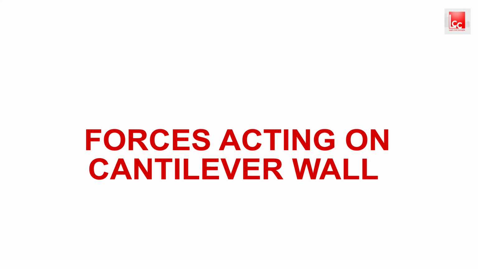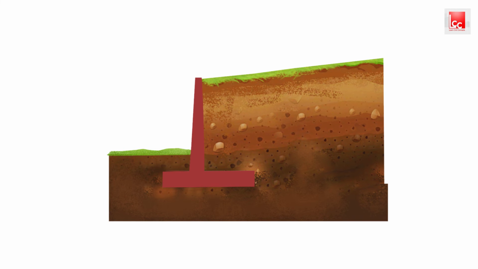Now let's look at the forces acting on a simple cantilever retaining wall. Let us assume a flat backfill with no additional load. The soil will apply lateral pressure which will vary with the depth of the soil, which means the top of the wall will bear no pressure while the bottom of the wall will bear the maximum pressure. This pressure is called the active pressure, and it actively tries to push the wall along with it.